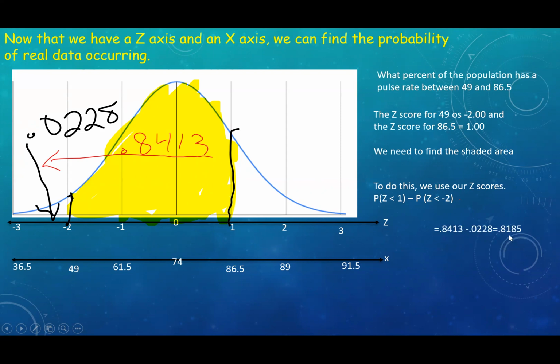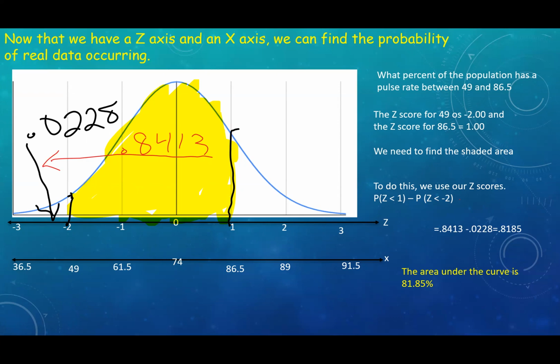And we get 0.8185. So the probability of falling in the shaded area is 81.85%. So that means that the percentage of the population that has a pulse rate between 49 and 86.5 is 81.85% of the population. So more than 3/4, actually, more than 80%. Okay, so that's the first one.